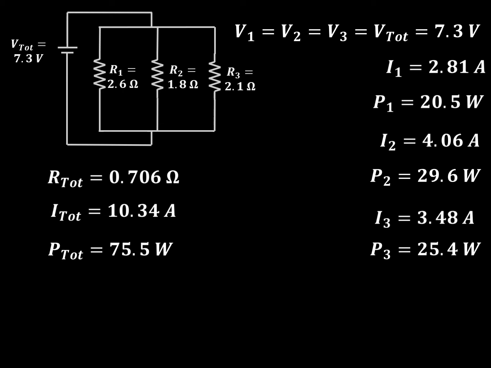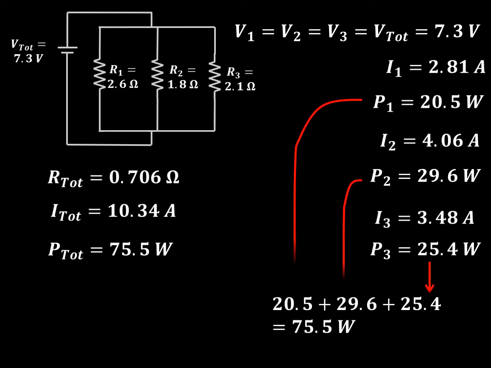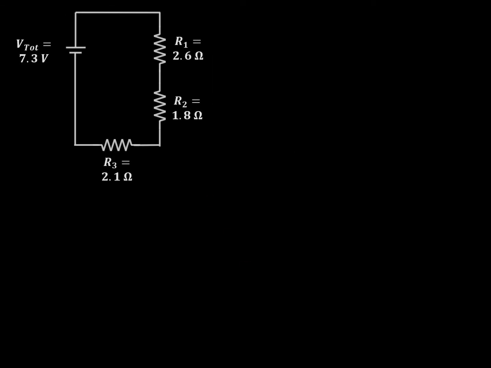All right, so we have the current and the power for each of the resistors, and we know the total voltage; the voltage on each one is going to be 7.3 volts. Something to notice about the power: if we take the power for each of these resistors, the 20.5, the 29.6, and then the 25.4, and add them together, we get 75.5 watts, which is equal to the total power supplied by the battery. So the battery puts out 75.5 watts, and the resistors use a total of 75.5 watts.